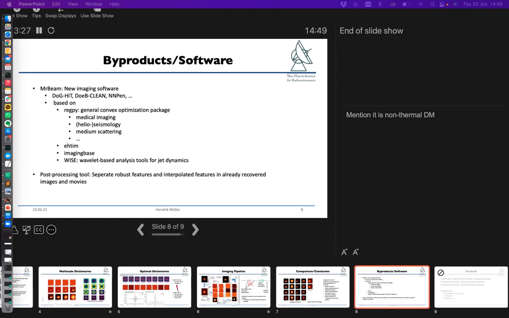And what we have just realized during this meeting is that we can use our algorithm as a post-processing tool to separate robust features and interpolated features in already recovered images and movies, just to see: are the features that we see in the images and in the recovered movies really there, or have we added them due to some very strong bias in the modeling or in the imaging? Yeah, and thank you for your attention, and I'm happy to answer.